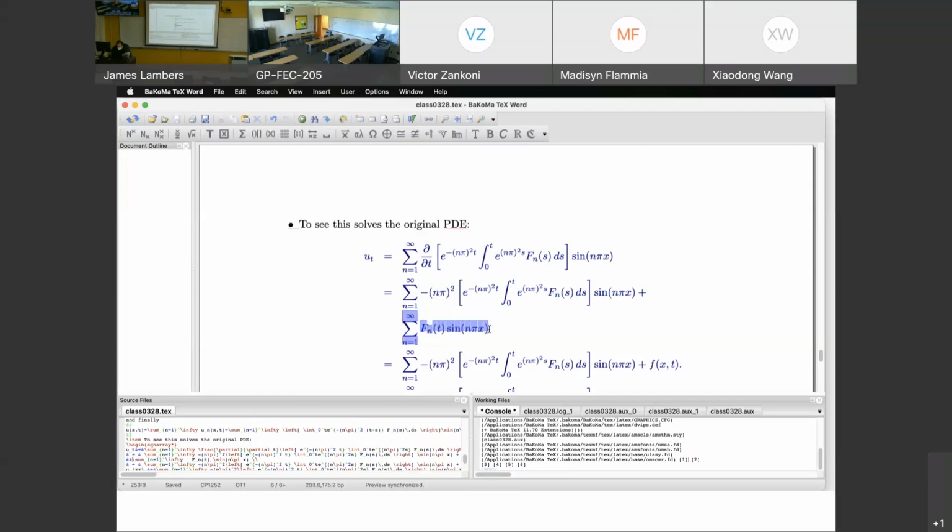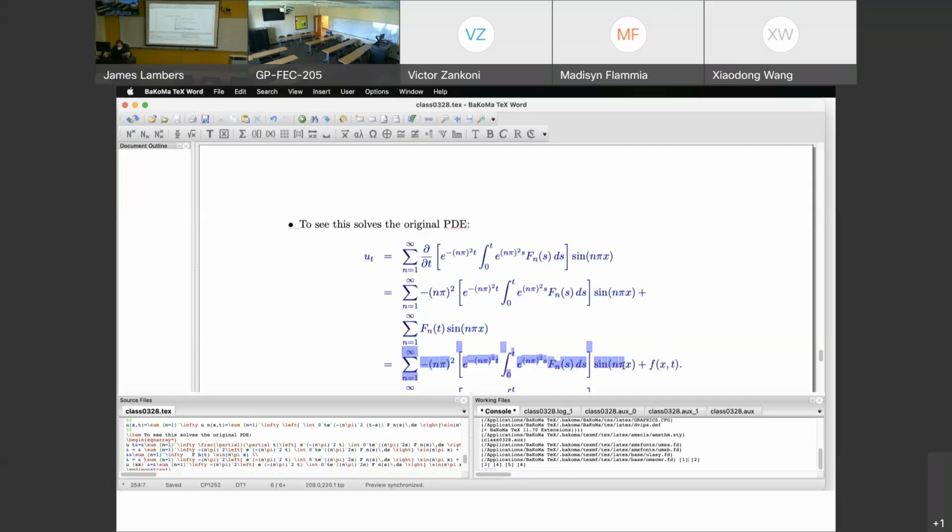But this is the original source term, little f of x, t. This is a finite Fourier sine transform of it. So I can just write it as f of x, t. And then the rest of this, I left the same.